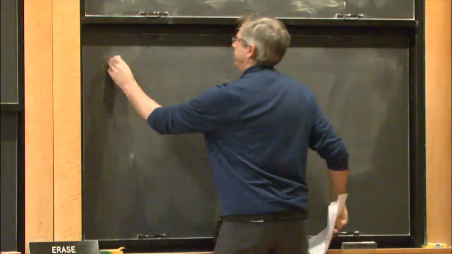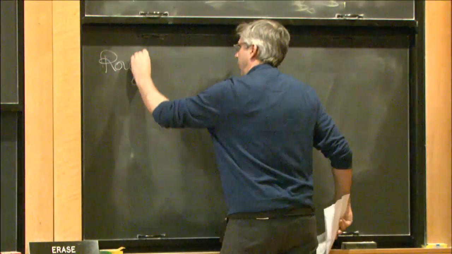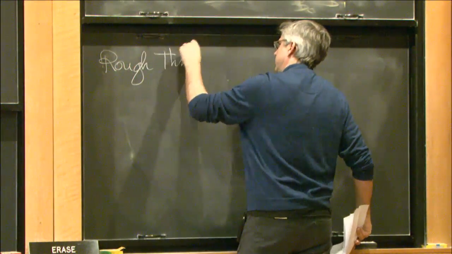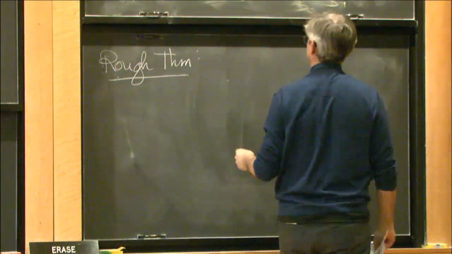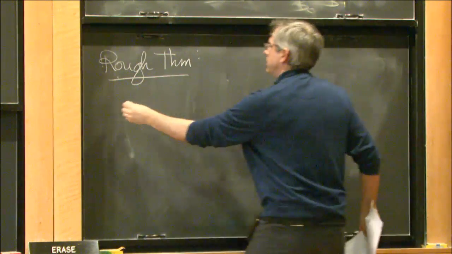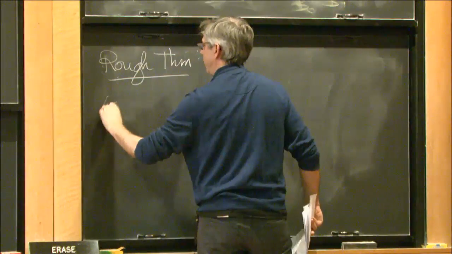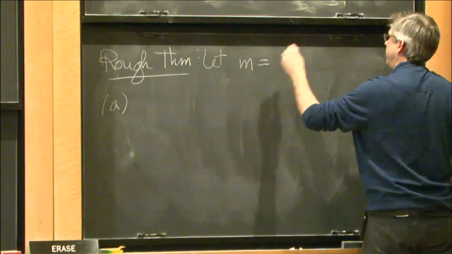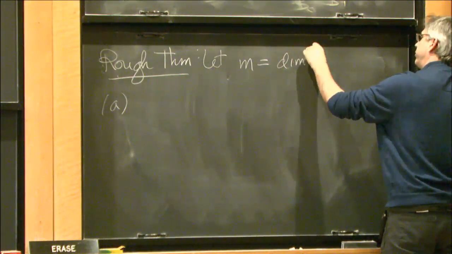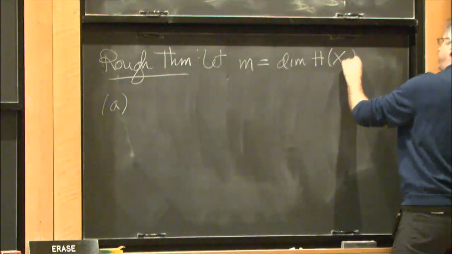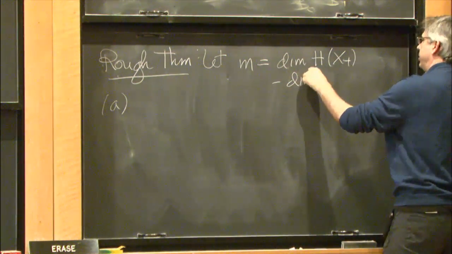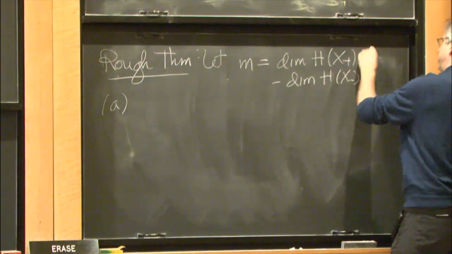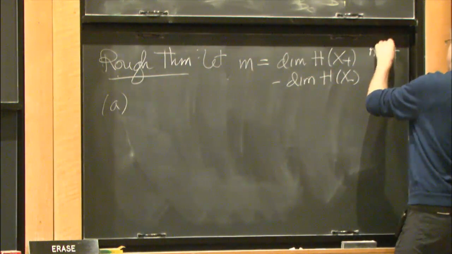Okay, so the rough theorem is that, suppose that we're in the situation as above. Let M be the dimension of the added dimension that you get by going through this flip. So this is called the multiplicity.